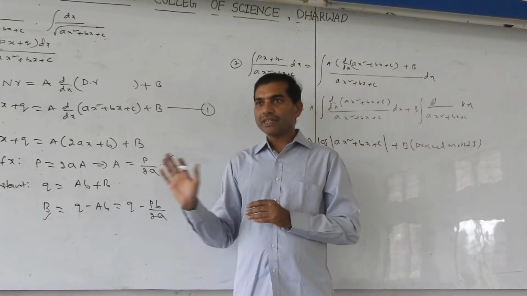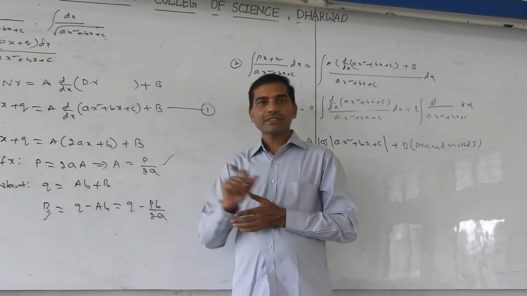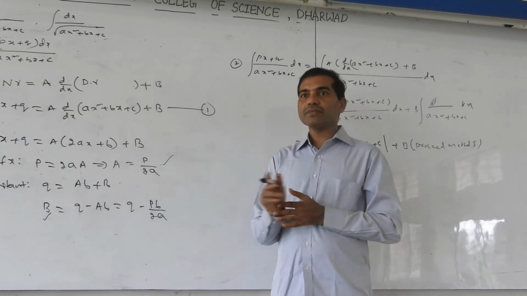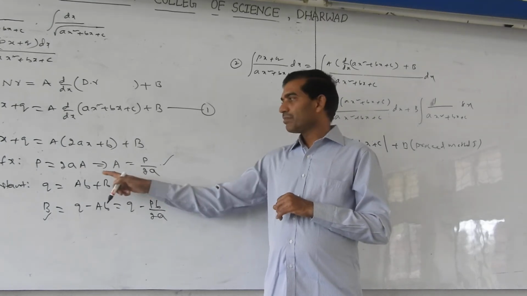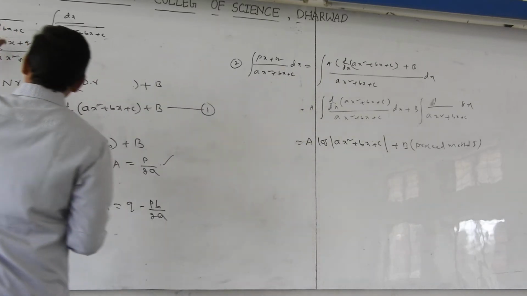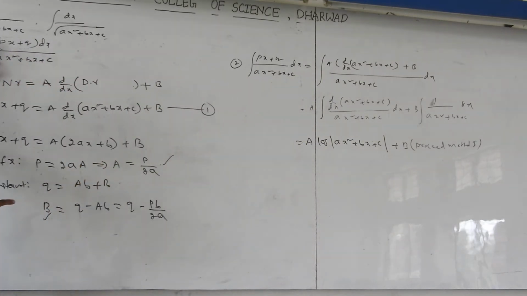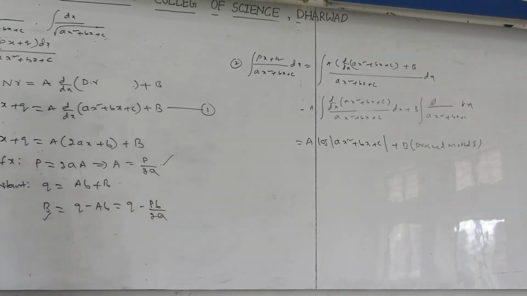I won't insist on learning by heart this step because many formulas by heart are difficult. But for all the problems, it is the same A and B formula. A is equal to p by 2a. P means the coefficient of x and a means the coefficient of x square. B is equal to q, the constant, minus pb by 2a. Here p is the x coefficient, b is the x coefficient of the denominator, and a is the coefficient of x square. Okay.